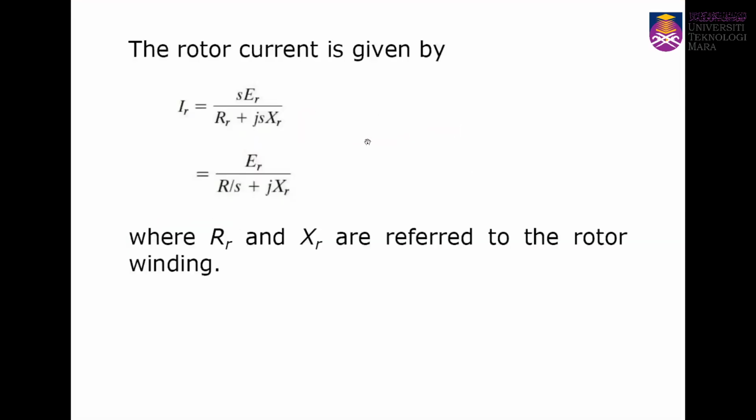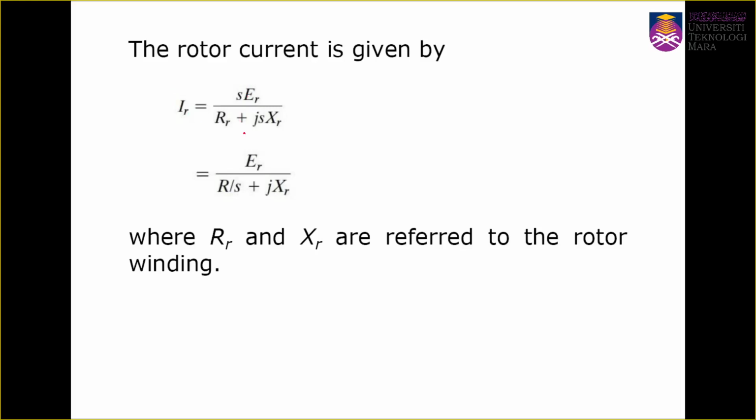Right. Next, the rotor current is given by, in terms of the basic equation, and then we divide everything by s, so that we have Ir for the rotor side. We have R, then you have XR, and R divided by S. Where RR and XR, there's a mistake here, are referred to the rotor winding.